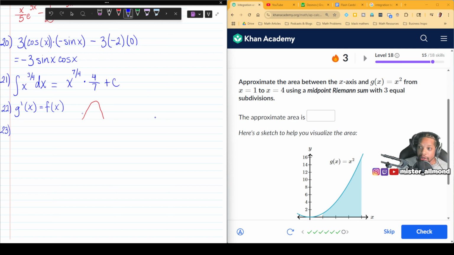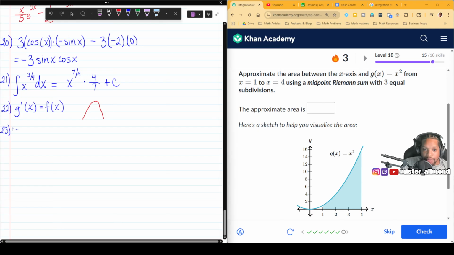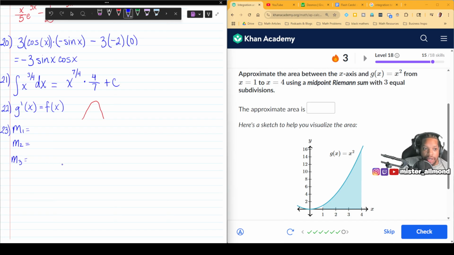All right, so approximate the area between the x-axis and g of x from 1 to 4 using a Riemann sum with 3 equal subdivisions. Okay, so I'm going to calculate M1, M2, and M3. M, of course, standing for midpoint. And the good thing about this one is all of the subdivisions are equal, which means all the widths of my rectangles are going to be the same. And if I'm going from 1 to 4 with 3 subdivisions, then each width is going to be 1. So really all I've got to do is find the height of these rectangles.